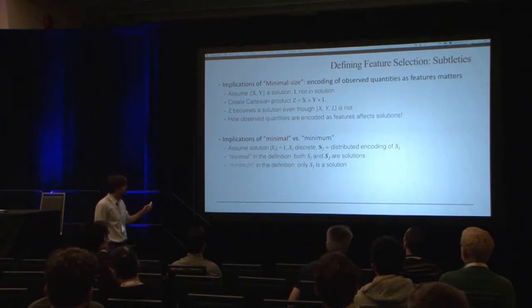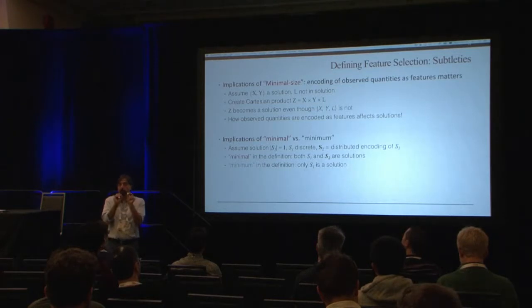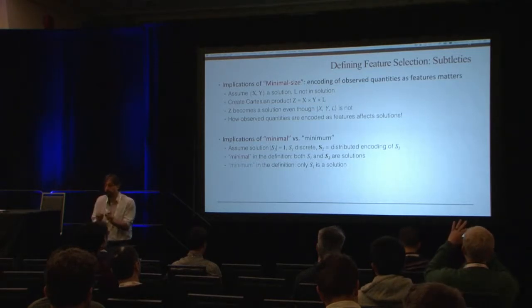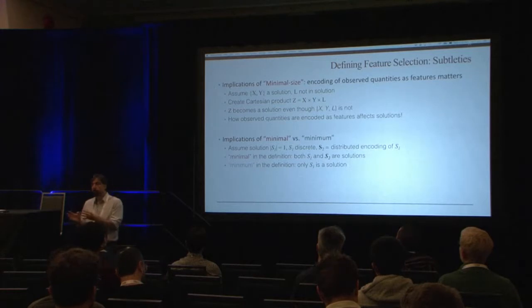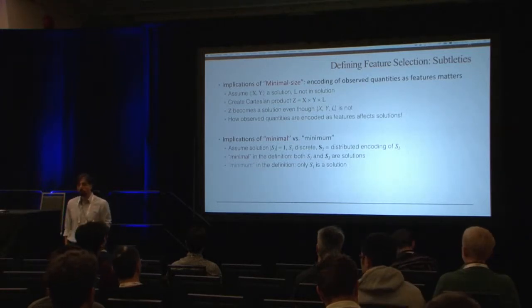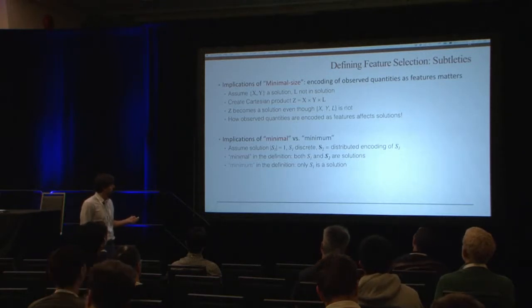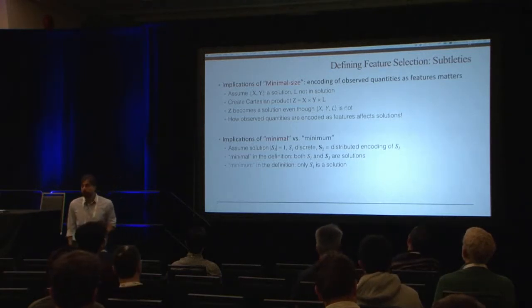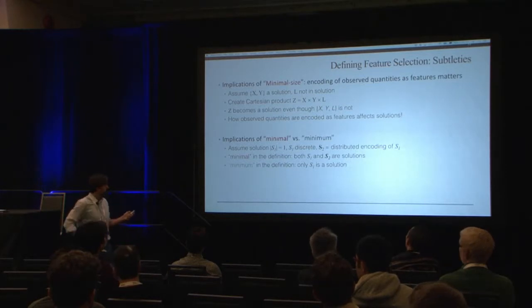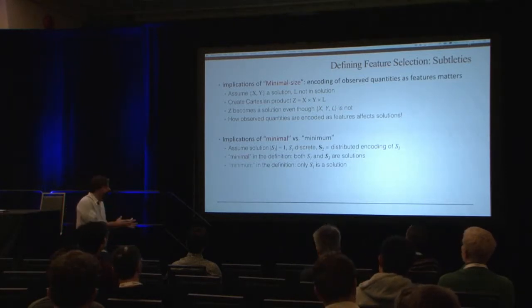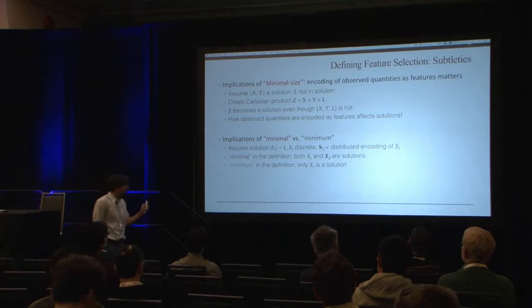I have examples here, I'll just go through the main points. Since we want something that is minimal size, the encoding of our features matters. So sometimes the observed quantities are transformed to features, and the way you transform these observed quantities and you encode them as features determines what is a solution. Another point is whether we use minimal in the definition versus minimum. If you use minimal, then some subsets may be solutions. If you use minimum, then it could be the case that some subsets are not solutions anymore. So these are some subtle points in the definitions.